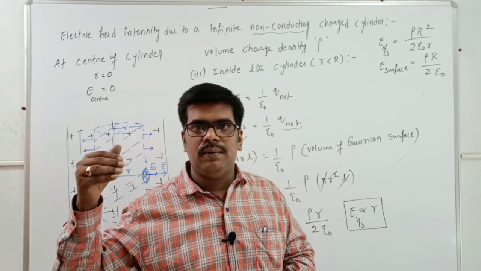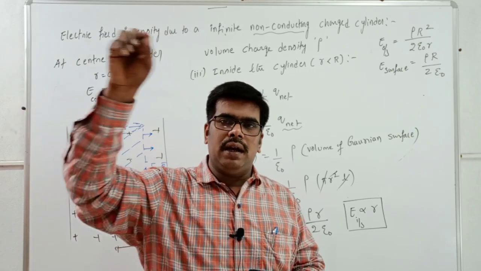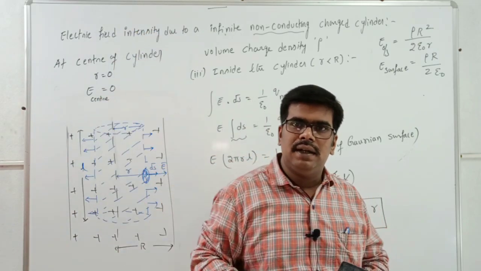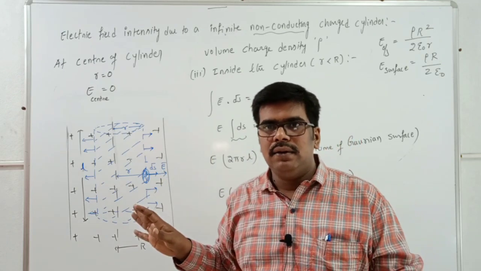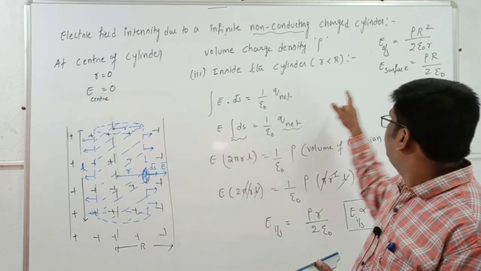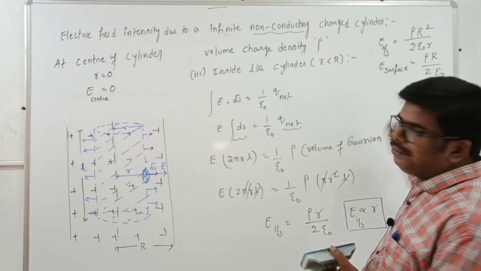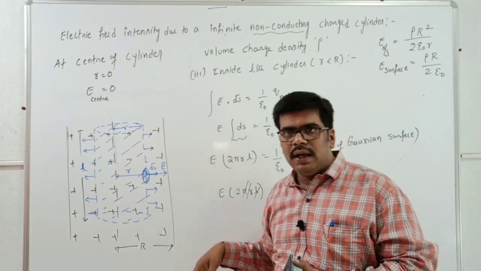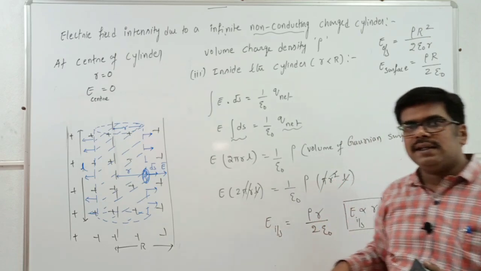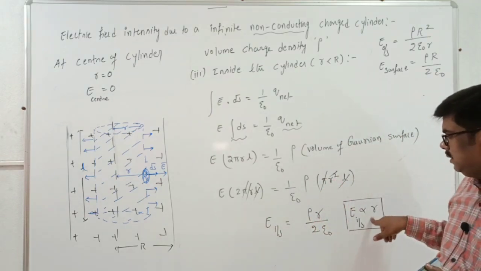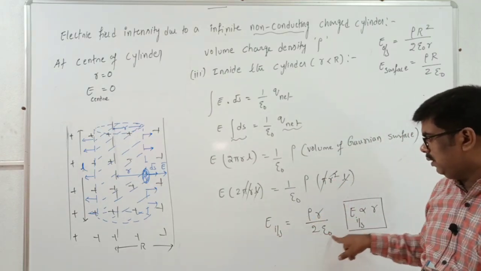If you are going from the surface away, the electric field intensity is going to decrease, and on the surface it has the maximum value. What is the maximum value? That is rho r by 2 epsilon naught. And inside, we have a linear relationship between electric field intensity and distance from the axis, that is rho r by 2 epsilon naught.